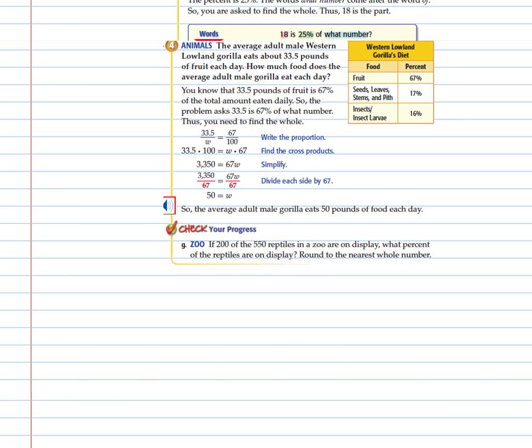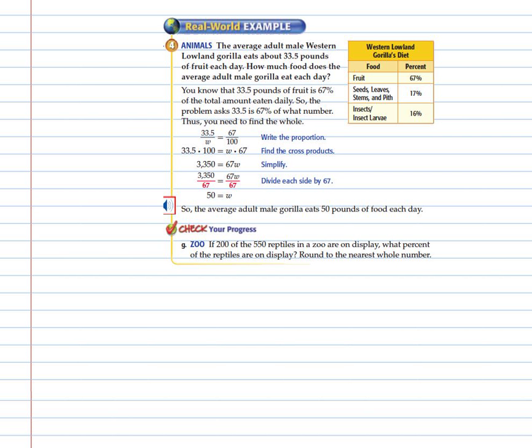In example 4, the average adult male western lowland gorilla eats 33.5 pounds of fruit each day. How much food does the average adult gorilla eat each day? You know that 33.5 pounds of fruit is 67% of the total amount eaten daily. So the problem asks 33.5 is 67% of what number?